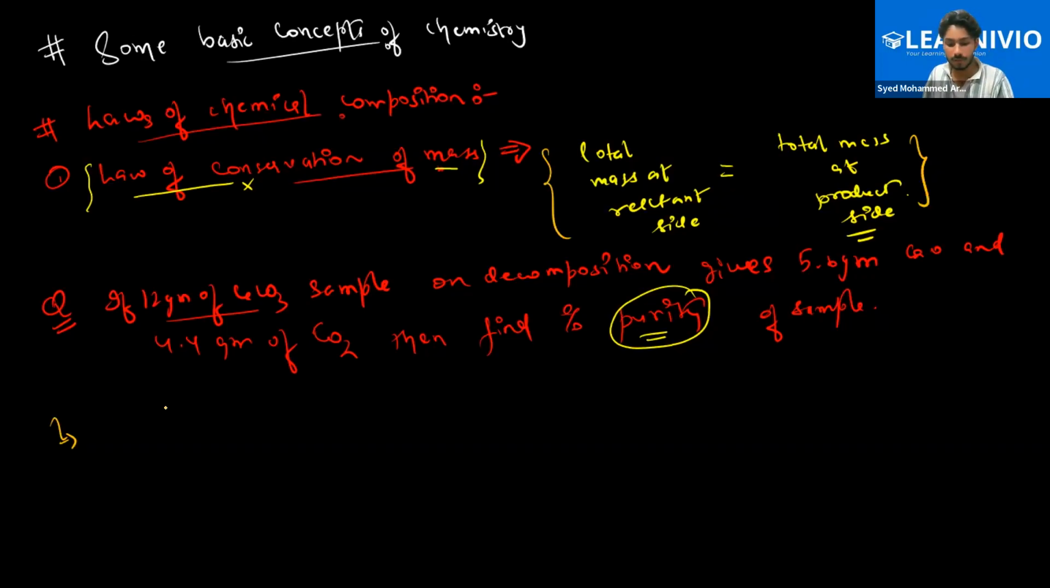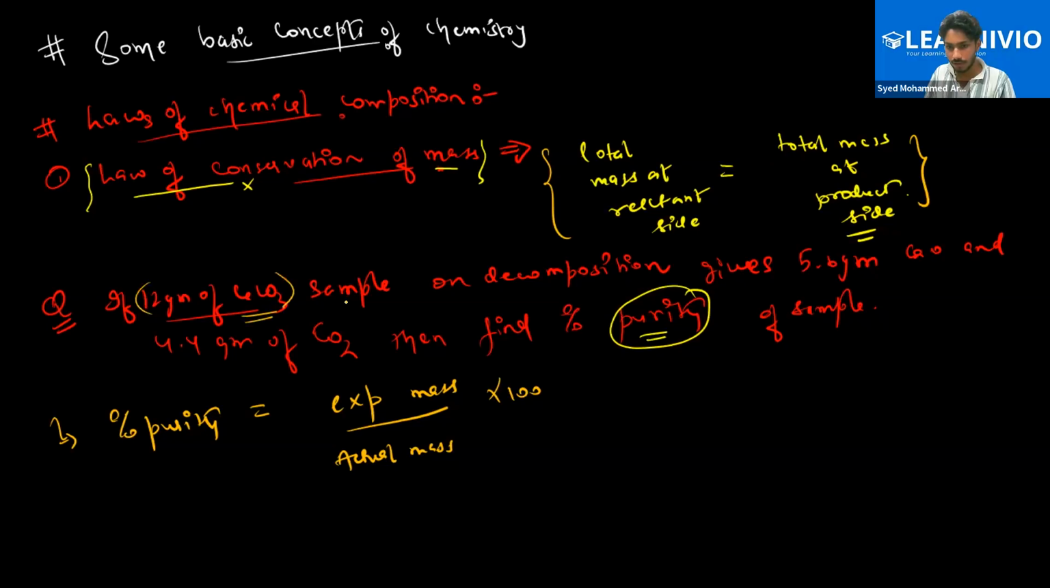So the formula of percentage purity is the experimental mass divided by the actual mass, multiplied by 100. The question is that 12 gram of CaCO3 sample decomposed to give CaO and CO2, and the masses are also given to me. I need to find the percentage purity. How much percentage of purity is there?